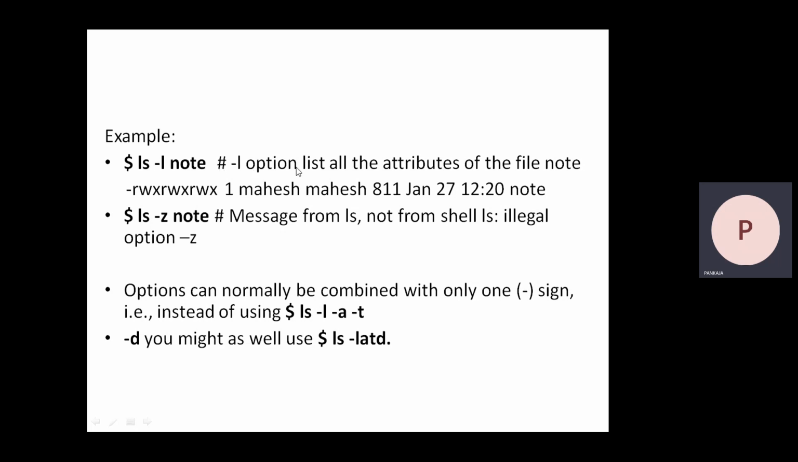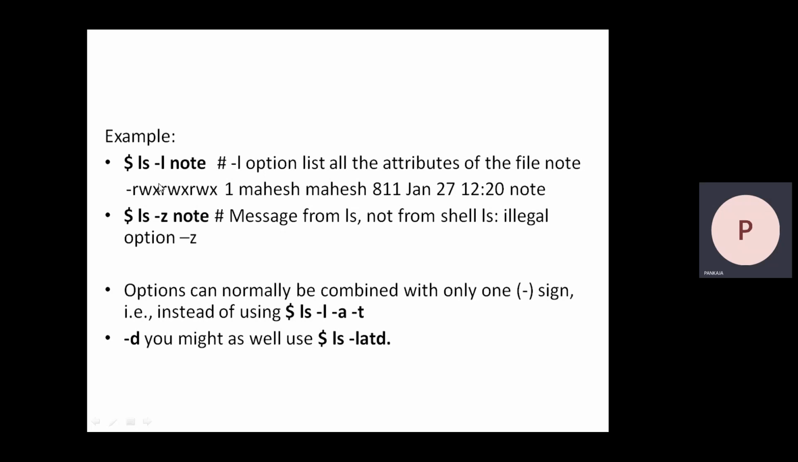So the minus l option lists all attributes of the file. In the next class, we are going to start the file chapter, where you are going to learn what the attributes are and all those things. You can see this is the output of this command, where it is showing the permissions. R indicates read, W write, and X indicates execute. These are all the permissions given to this particular file.